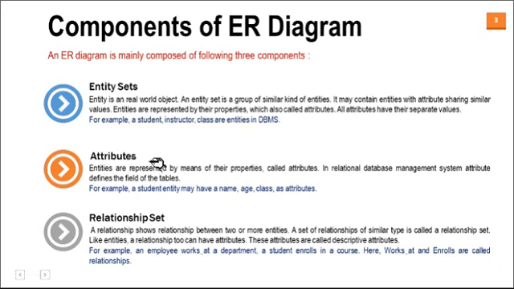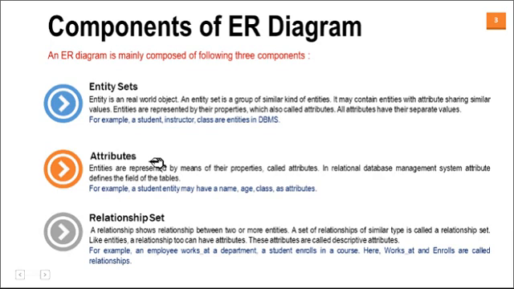Next one is our attribute. Each and every entity has its attributes. Attribute means characteristics of that particular entity. Yes, if I say student, the student has characteristics. They have their own name, their roll number, their age, their class, their institute. Yes, they all have their characteristics.